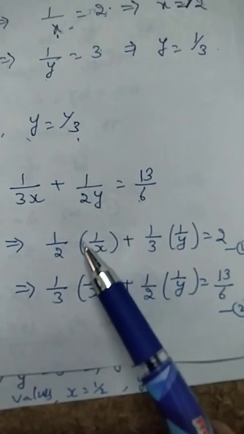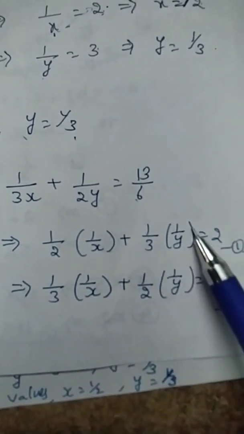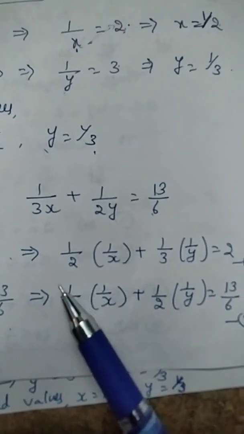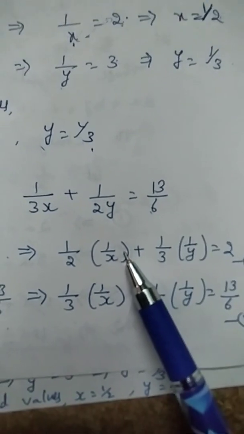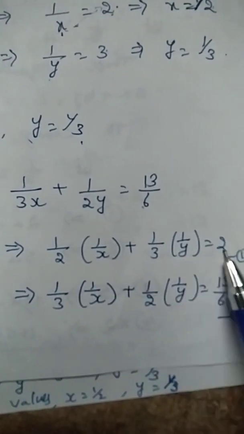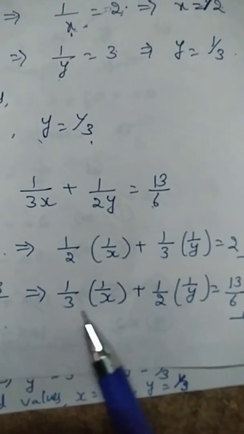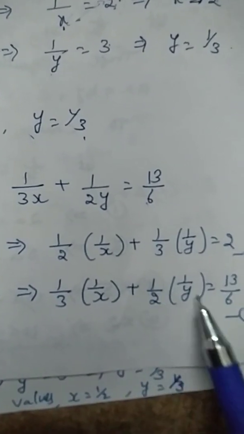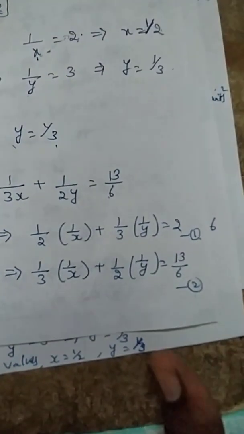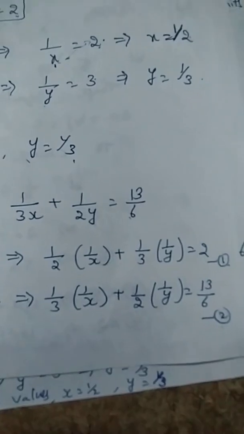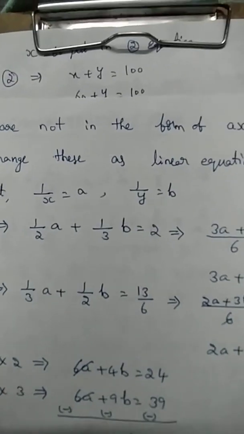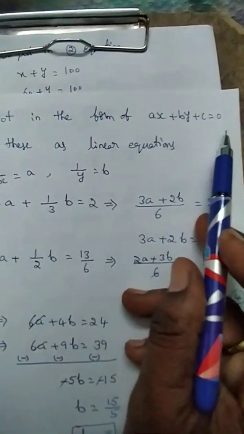Here we assume that 1 by x is equal to a, 1 by y is equal to b. If changed like that, what are we getting as the result? 1 by 2 into a plus 1 by 3 into b, that is equal to 2. The same, 1 by 3 into a plus 1 by 2 into b, that is equal to 13 by 6. Why can you change like that? The given equations are not in the form of ax plus by plus c is equal to 0.